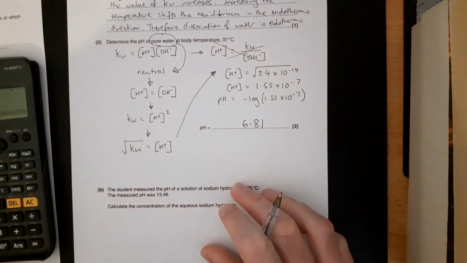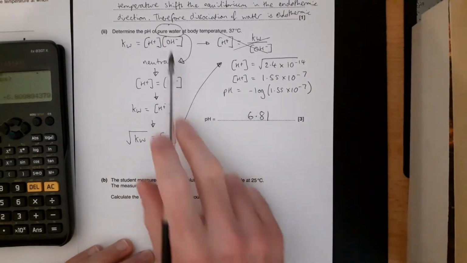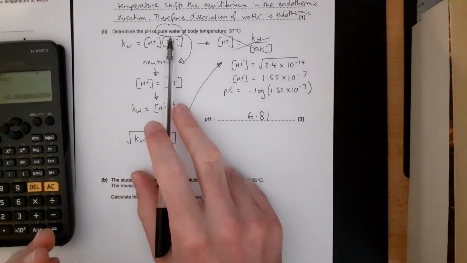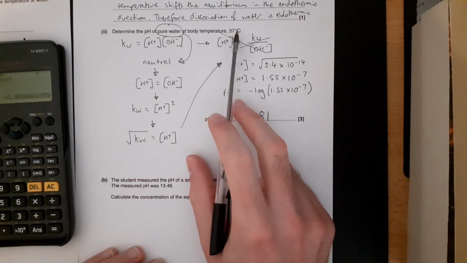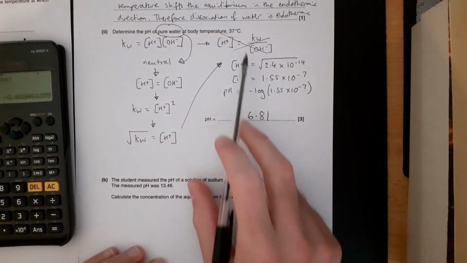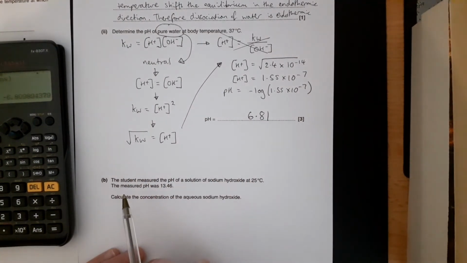Does it say 2 decimal places? No, but usually the pH is 2 decimal places. So that makes sense. It's pure water, so we would expect it to be pH 7, but that's only going to be at 25 degrees. So at a different temperature, the pH is going to be different, but it's not massively different. That does seem like a reasonable answer. If we got a pH of 2 or something, we've probably done it a bit wrong.